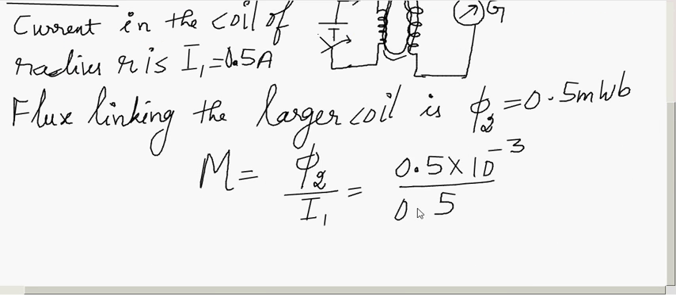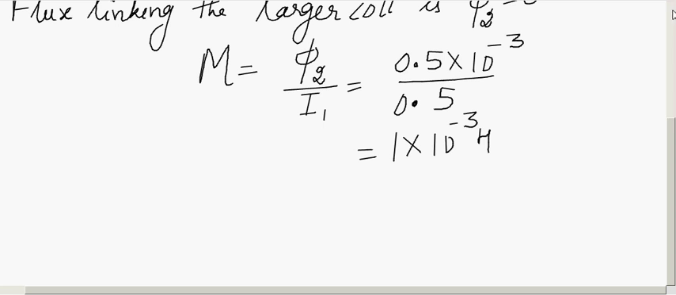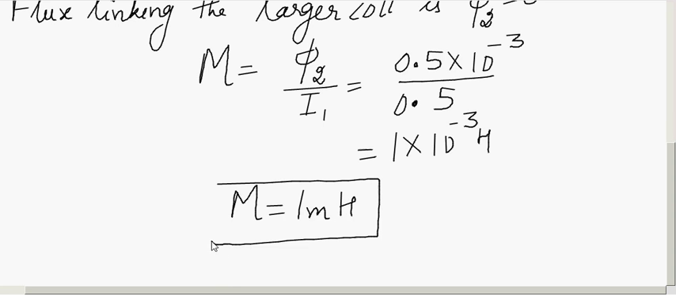Divided by 0.5, this is 1 into 10 to the power minus 3 Henry. So very simple: M is 1 millihenry. So the mutual inductance of the two coils is 1 millihenry.